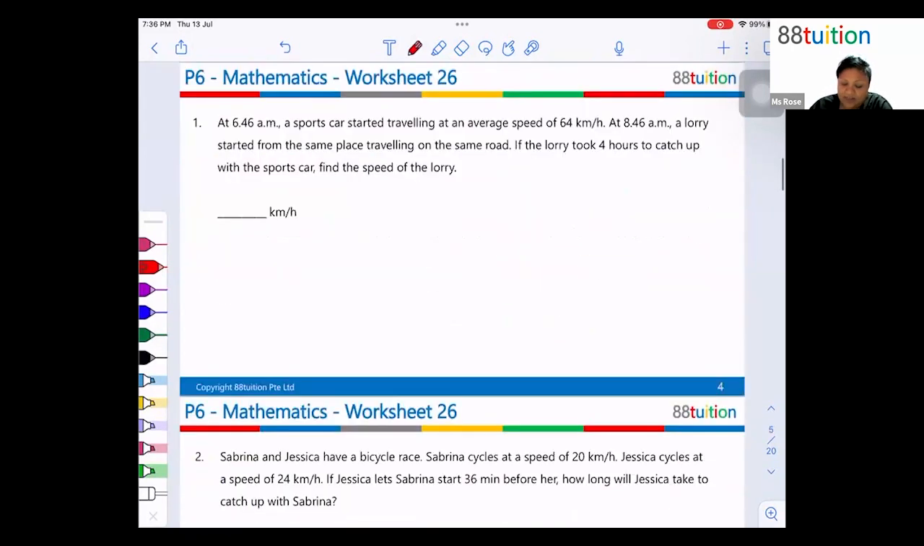Now let's look at question number 1. In question 1, we have at 6:46 a.m., a sports car started traveling at an average speed of 64 kilometers per hour. So this is the distance timeline. That means at 6:46 a.m., a sports car started traveling at an average speed of 64 kilometers per hour.